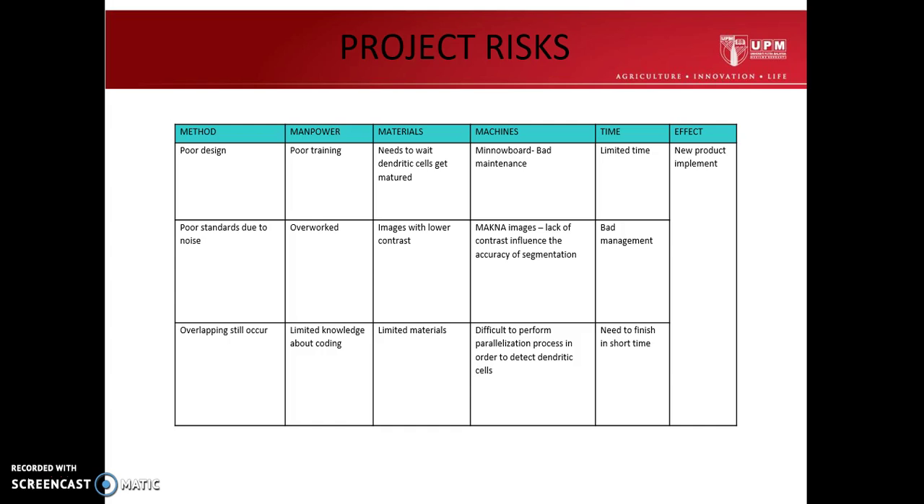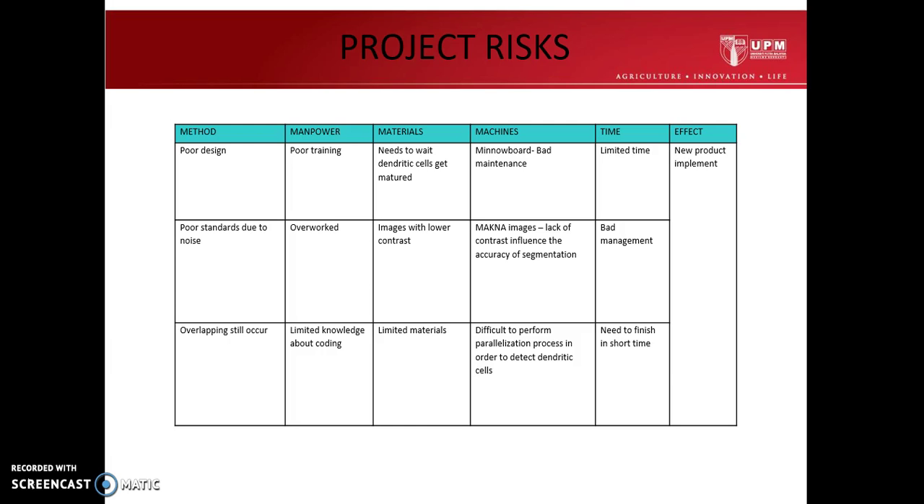For the materials, I need to wait for the dendritic cells to mature, which I just mentioned. I need to wait until the fourth day for the DC to mature. The second one is that Magna provided us images with lower contrast, and the materials given to us are very limited.